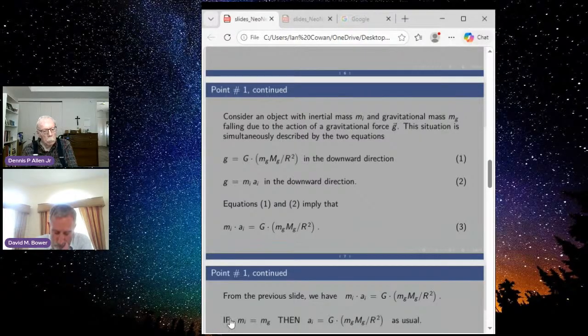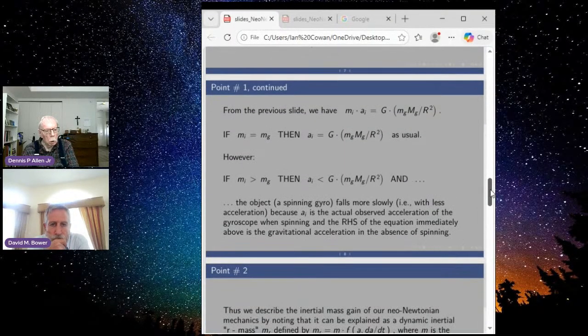And obviously this only is valid close to the surface of the Earth, where the gravitational force doesn't vary very much. But now we also have that g is equal to the inertial mass times the acceleration in the downward direction. And so if you put those two together, that implies the right-hand side of 2 equals the right-hand side of 1. And that's what you get, equation 3. So let's go down to point number 1, continued. So we have this equality.